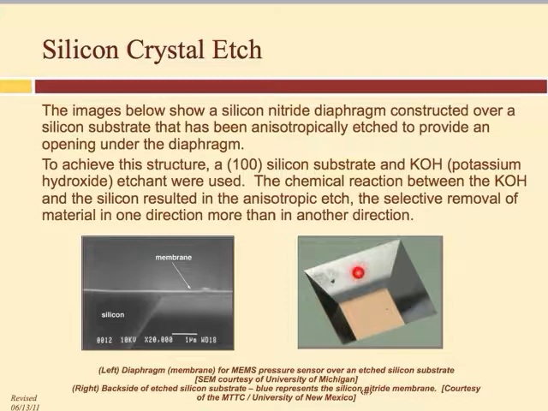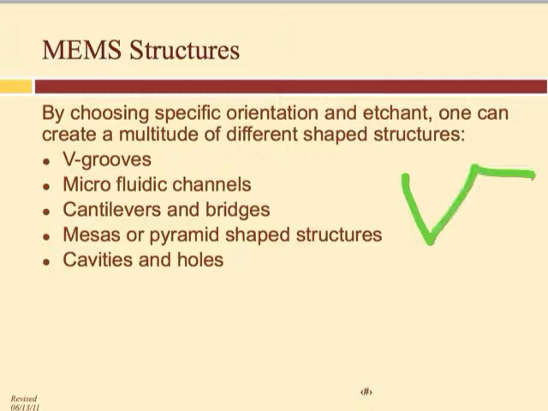We can etch really cool structures. Okay, we can make things. We can make a hole in the back of the crystalline wafer and to a membrane that we put on the front side, and we can make a flexible pressure sensor. Pretty cool. We can make V-grooves. Okay, so we can make things that are V-shaped. That might be useful if you're making microfluidic channels.